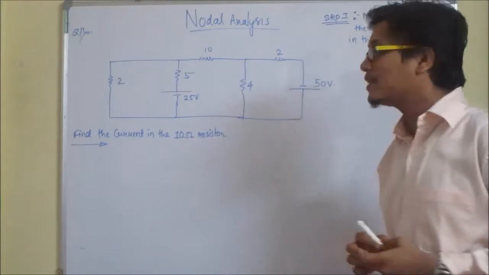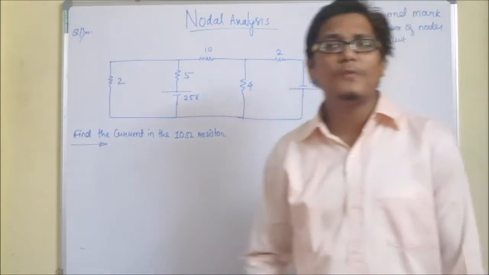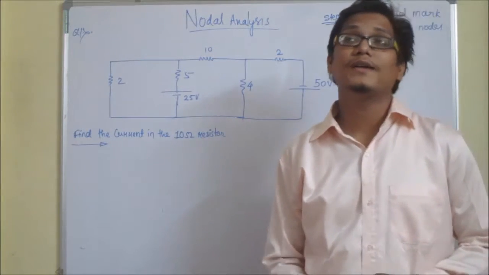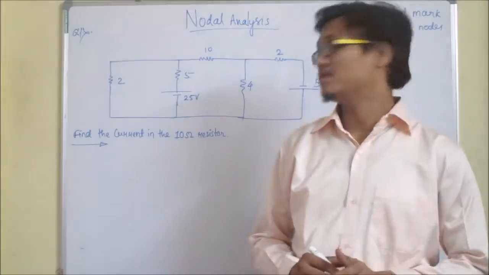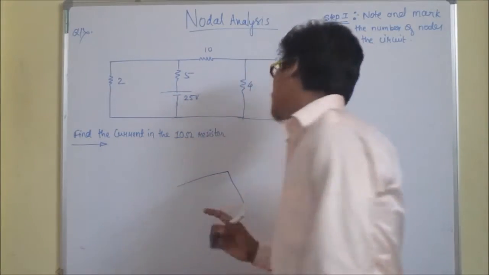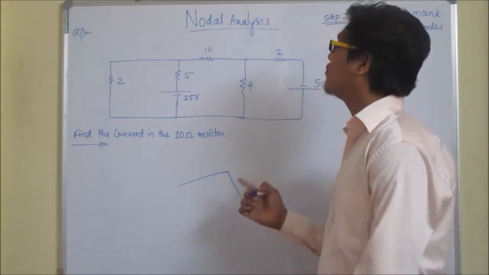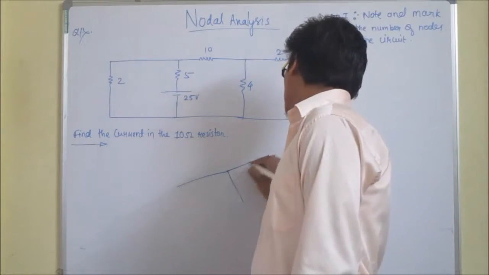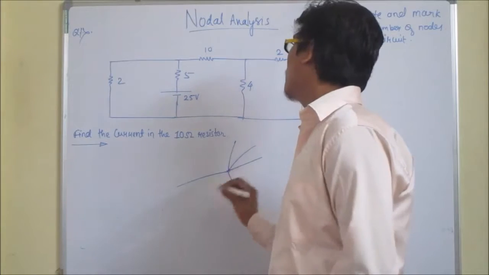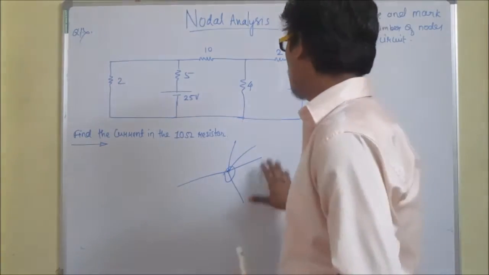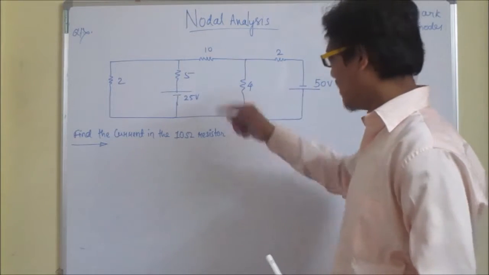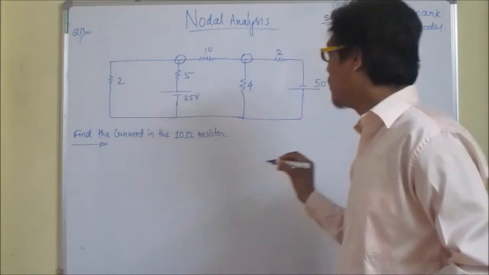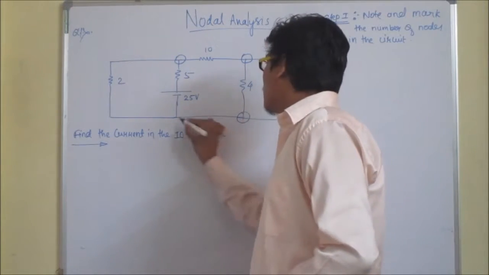Now, how many nodes are there in the circuit? What is a node? Basically, a node means a junction of more than 2 branches, or a junction of 3 or more branches. This is not a node because there are only 2 branches. A junction of 3 or more branches is called a node. So how many such nodes are there in our circuit? I see that this is a node, and this is a node.